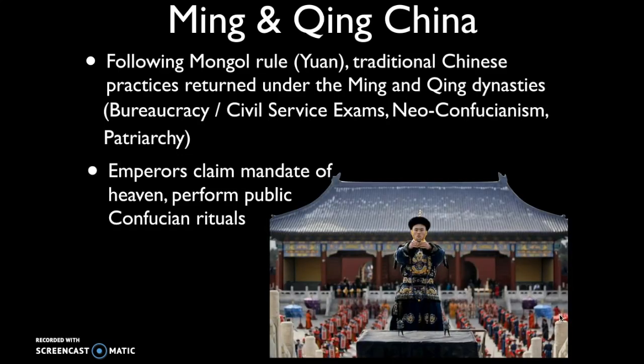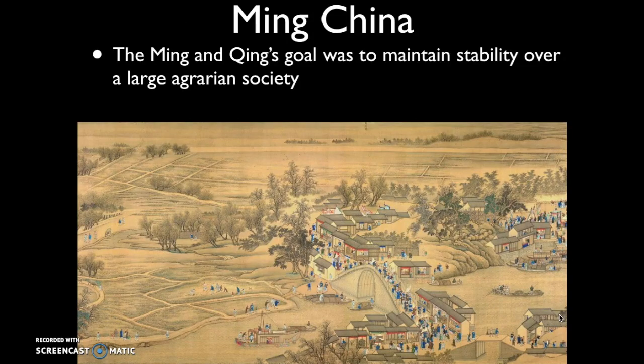The emperors in the Ming and the Qing dynasty are both going to claim the mandate of heaven, and as part of that, it's important to recognize that there was a certain expectation that rulers perform certain public rituals, oftentimes associated with Confucianism. It was expected for you to perform these rituals to honor and please the ancestors, and this is what in China allowed you as a ruler to legitimize your power, the performance of these public Confucian rituals. Now the Ming and Qing's goal was ultimately to maintain stability over a large agrarian society. It's important to recognize that the vast majority of Chinese are still living not in cities, although the cities are increasingly growing in East Asia, but instead out in the countryside in small villages.